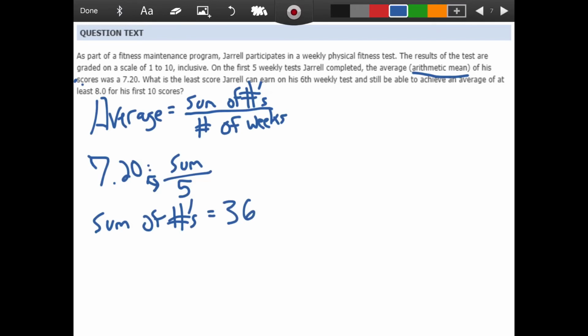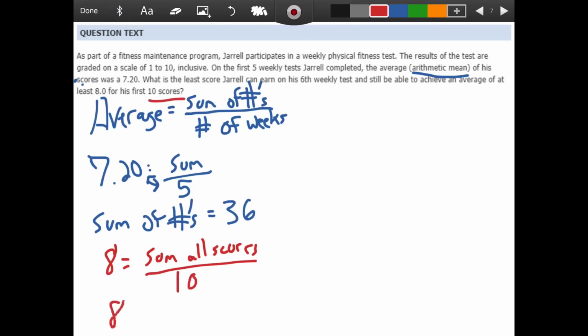Now this is an important piece of information because, again we're going to use the average formula, he wants an average of 8. And again, this is the sum of all scores. And in this program, there are 10 weeks, or we average the first 10 scores. So again, by cross multiplying, 80 is going to be our number for the total sum. Now here's where we need to connect 80 and 36. That means on the other 5 weeks, Jarrell has to have a total sum of 44. So over these next 5 weeks, he has to have scores that add up to 44.